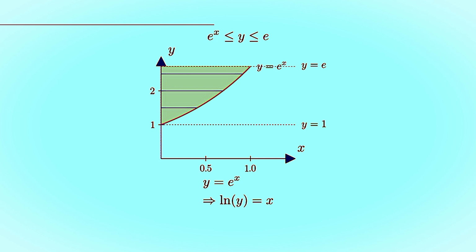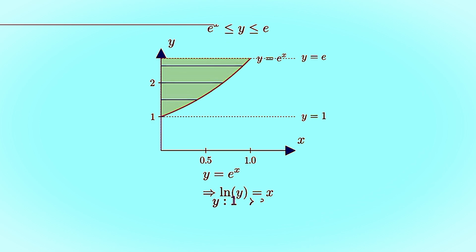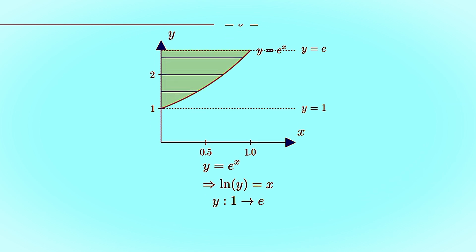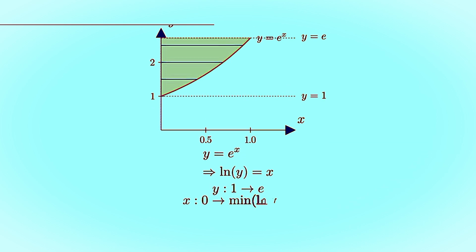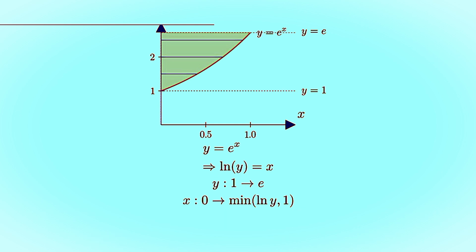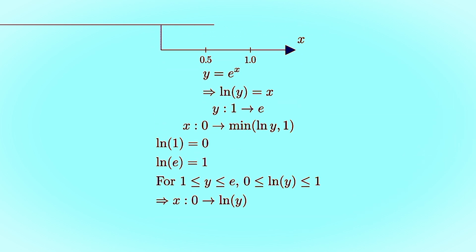Now, we need to determine the new limits of integration. For y, the lower limit is the minimum value of y in the region, which is y equals 1 when x equals 0. The upper limit remains y equals e. For x, with a fixed value of y, x ranges from 0 to log y, but only up to 1, since that's our original upper limit for x. So for each y between 1 and e, x goes from 0 to the minimum of log y and 1. But since log of 1 is 0 and log of e is 1, in our region log y is always less than or equal to 1. So x simply goes from 0 to log y.